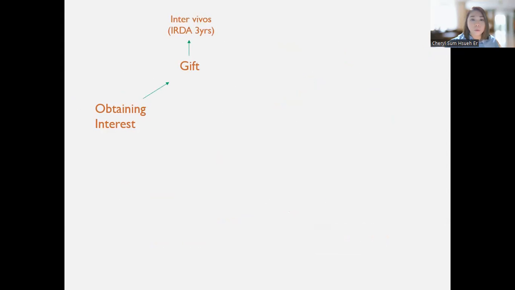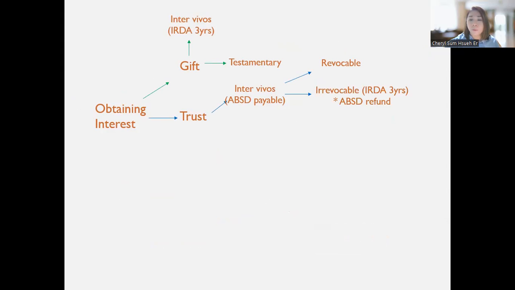IRDA stands for Insolvency, Restructuring and Dissolution Act. Remember the 3 years lockout period, okay? Now, my gift can be testamentary as well, which is by means of a will. Trust, inter vivos, this is where ABSD is payable. And inter vivos trust can be revocable or irrevocable. Irrevocable, there is this risky period of 3 years as well, right? According to IRDA. But also something as a pointer to help us remember a little bit more, ABSD might be refundable, right? For irrevocable trust.